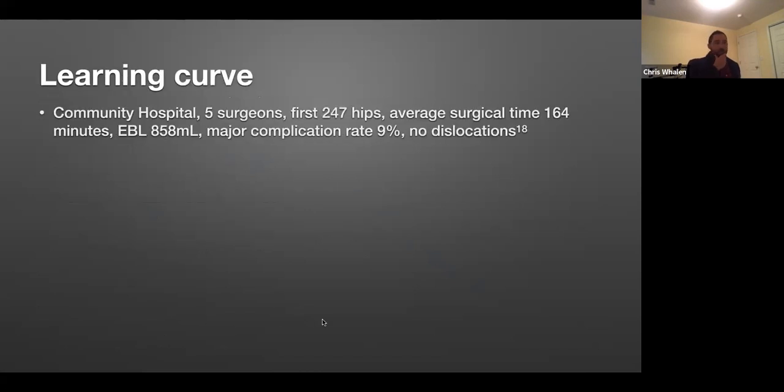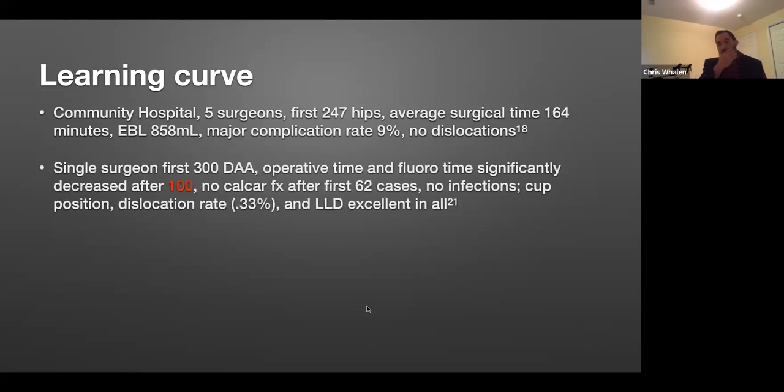So I think the learning curve really came to the fore when studies like this came out. Five surgeons out in the community doing their first couple anterior hips were taking 2.5 hours, losing almost a liter of blood, and had a huge major complication rate. Even though they had 0 dislocations, it's still kind of scary. But then more and more studies came out, and these were more experienced surgeons.